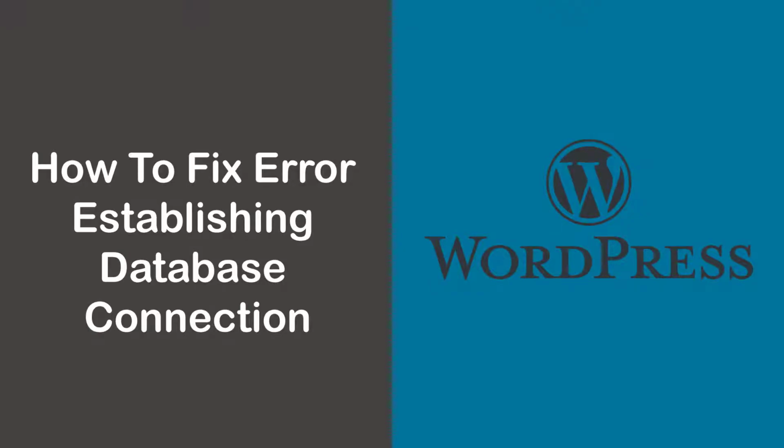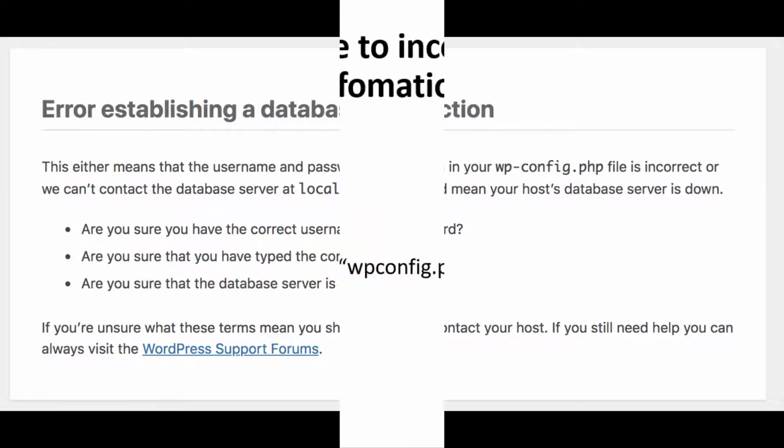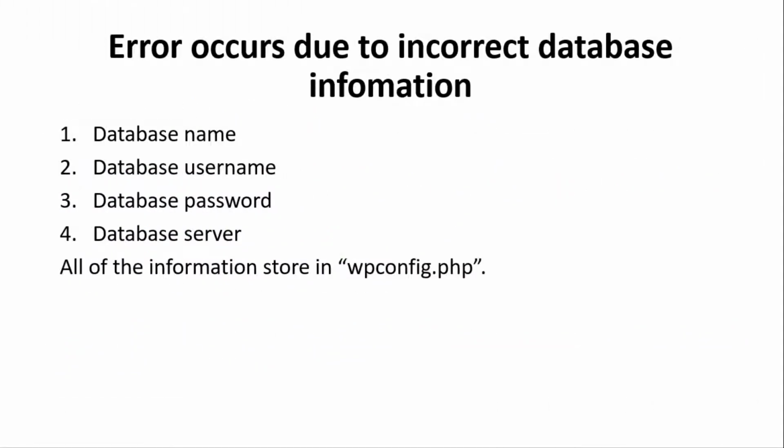In this video I will guide you how you can fix error establishing a database connection in WordPress. This error occurs when WordPress is unable to make a connection to the database. Mainly this issue can be caused by incorrect database information in your WordPress settings, corrupt database, or an unresponsive database server.